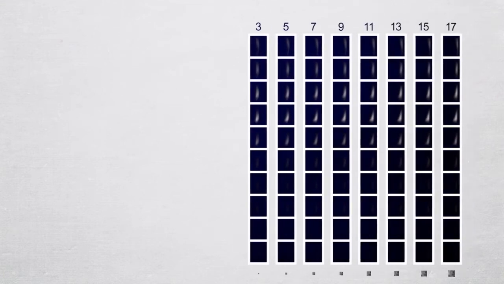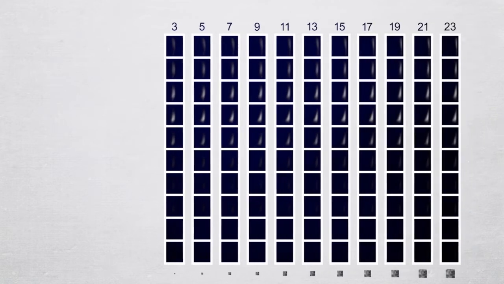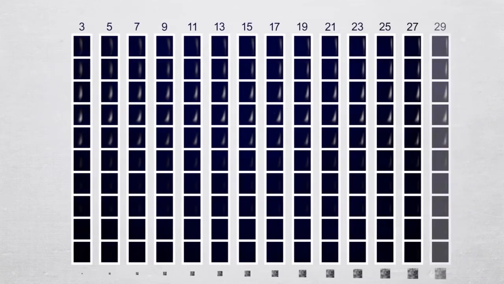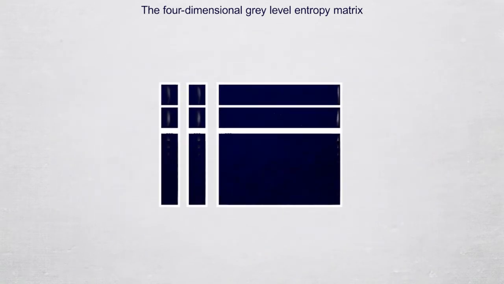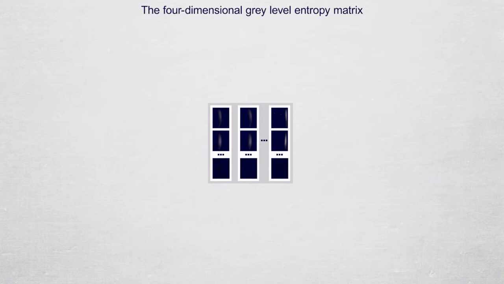To analyze at multiple scales, we also compute the matrices for windows of size 5 by 5, and every odd number up to 31 by 31 pixels. This set of matrices is referred to as the 4-dimensional gray level entropy matrix of the tumor sample. For this animation, we will abbreviate the matrix and refer to it as GLEM4D.